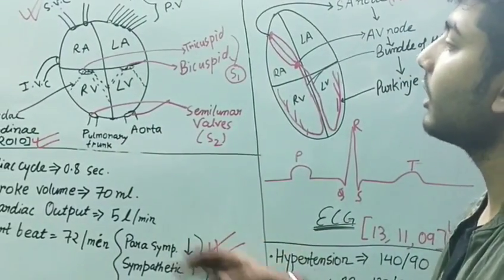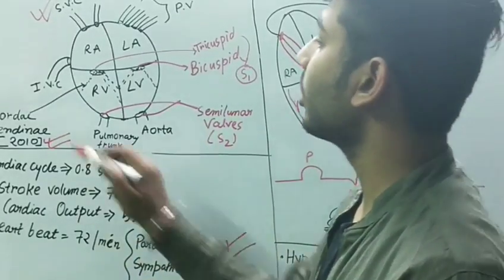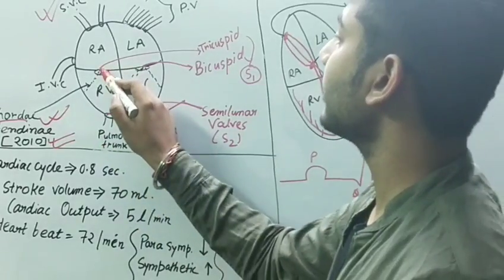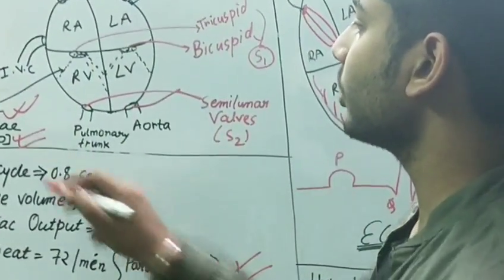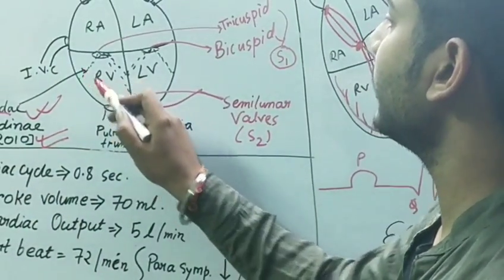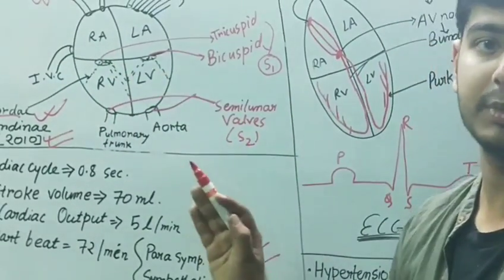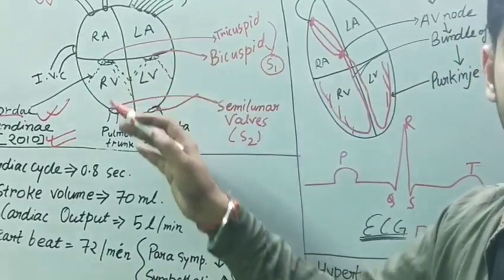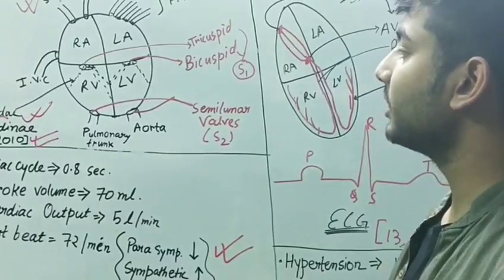Now the 3 cusps are supported by some wire-like structures known as chordae tendineae. See here, the cords are coming. Chordae tendineae support the cusps of the tricuspid valve. So this question came in 2010: what is the function of chordae tendineae? Chordae tendineae are present in the ventricles of both sides and support the cusps of the tricuspid and bicuspid valves, but are mostly found in the tricuspid valve because of the 3 cusps present in it. I hope this is clear.